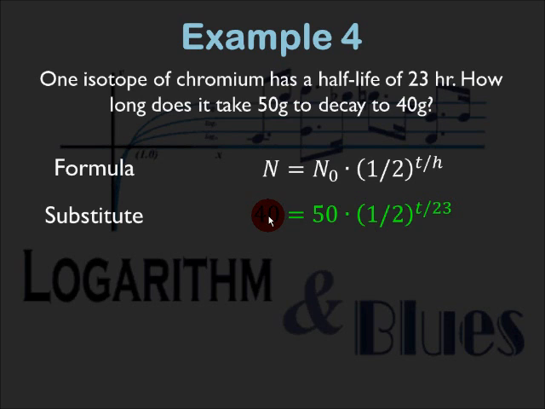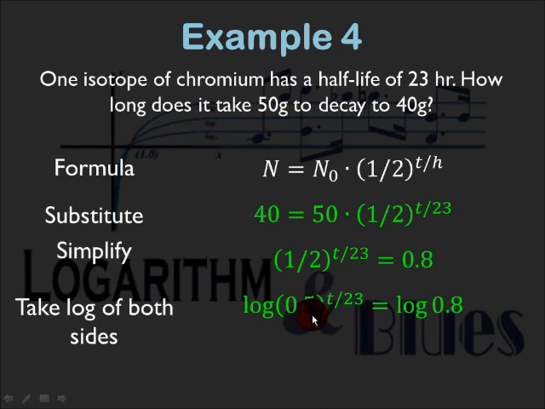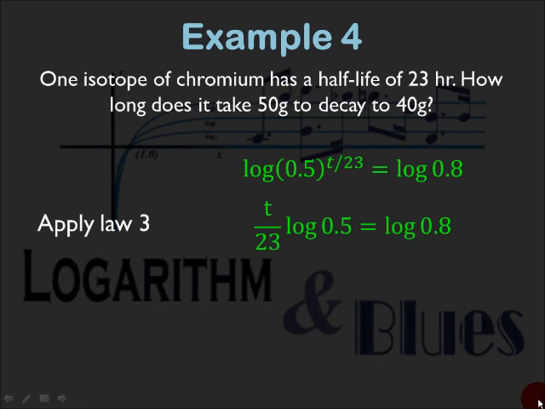Alright, let's now simplify. You're going to divide both sides by 50 because you want 1/2 to the T divided by 23 on one side, and so 40 divided by 50 is 0.8. Now, because you have an exponent, you need to take the log of both sides. So let's take the log of both sides. And I converted the 1/2 to a 0.5 because you can put in 0.5 in your calculator. So log of 0.5 to the T over 23 equals the log of 0.8. Now let's use the third law to bring this exponent to the coefficient of this log. T over 23 log 0.5 equals log 0.8.